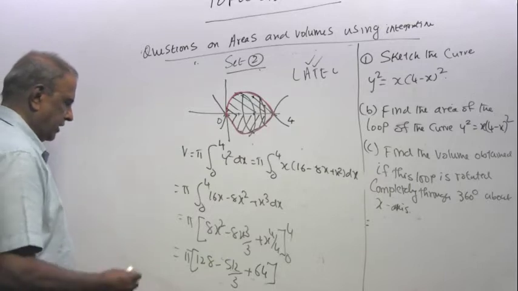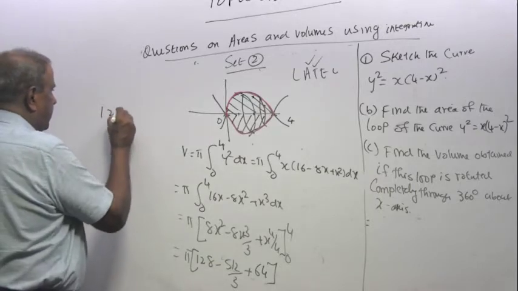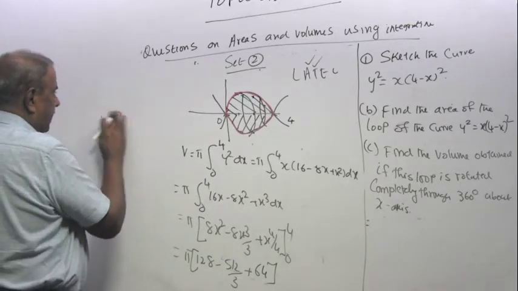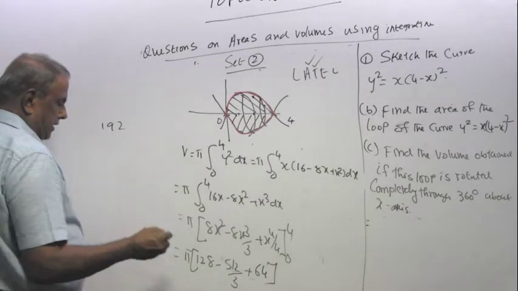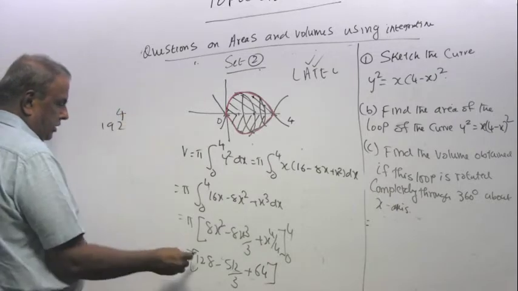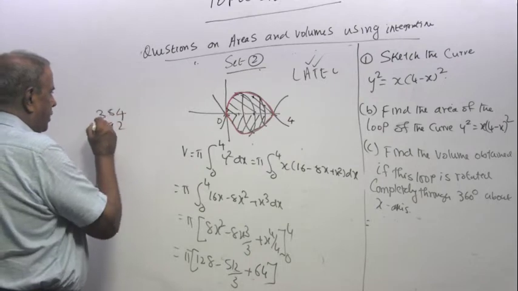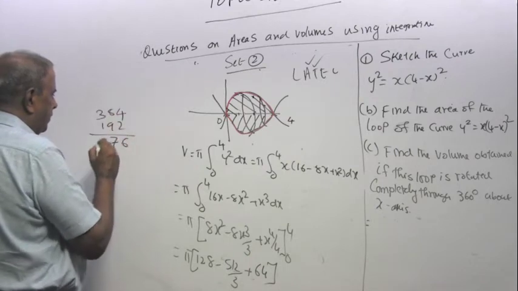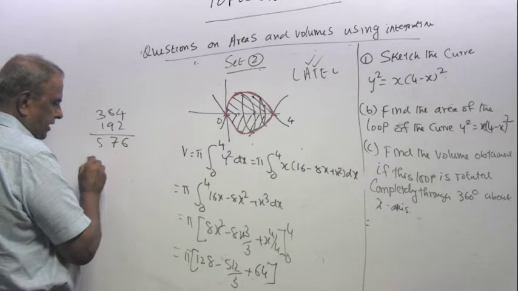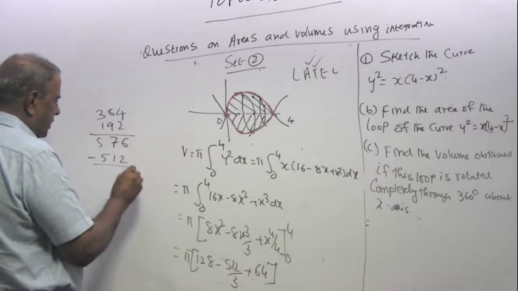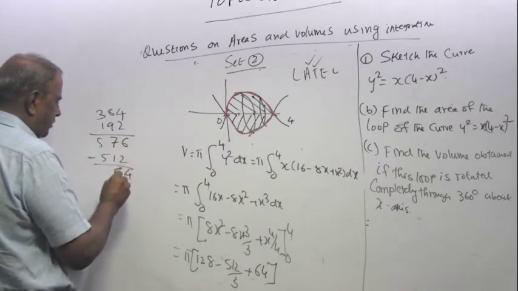Should I use the calculator? 128, 192, no, 128 times 3. 3 8s are 24, 3 2s are 6, 384, 4 plus 2, 6, 9 plus 8, 17, 1, 576, minus 512, 4, 7 minus 1 is 6.